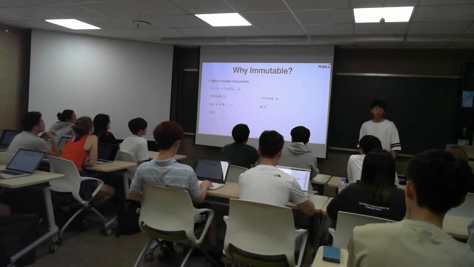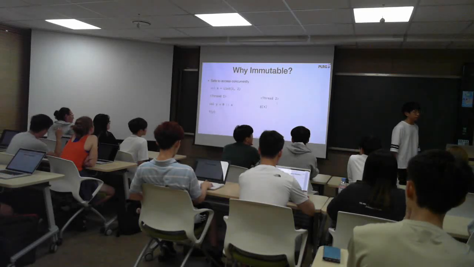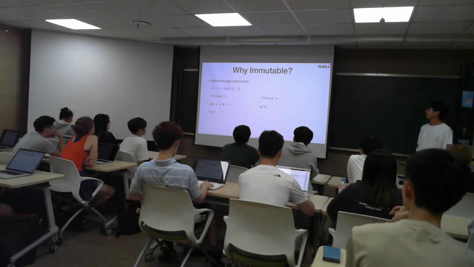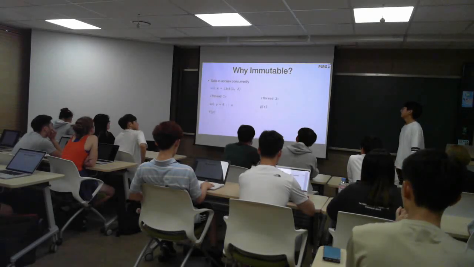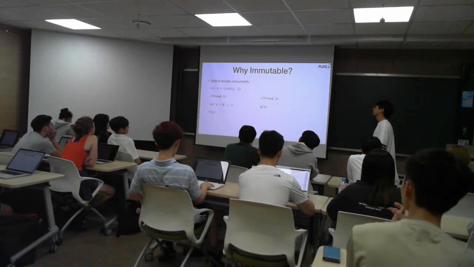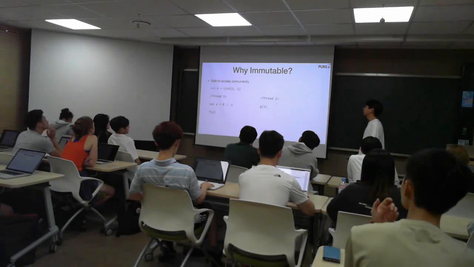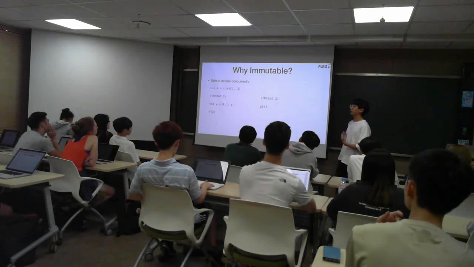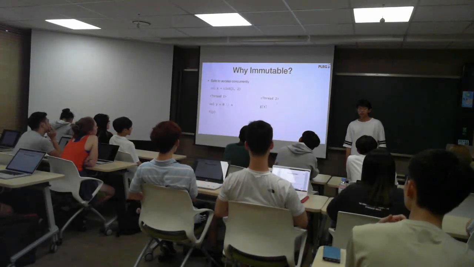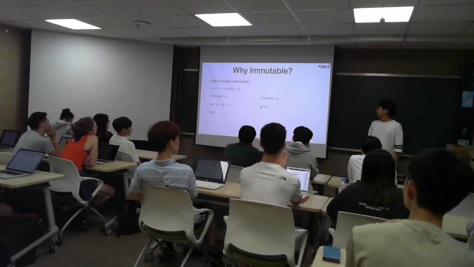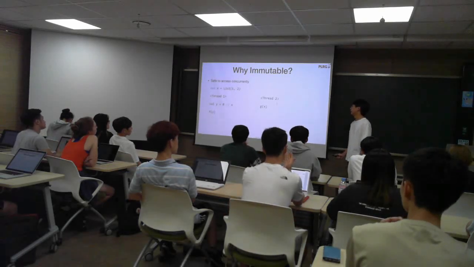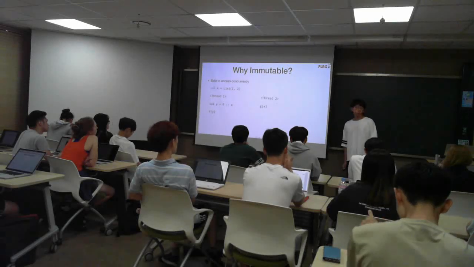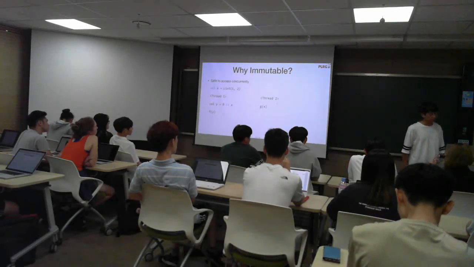However, if you use an immutable collection, then there is no way to change the value of this global data structure. So if you want to use another data structure, then you have to make a new data structure. And then even though the order changes, the program's behavior will always be the same.